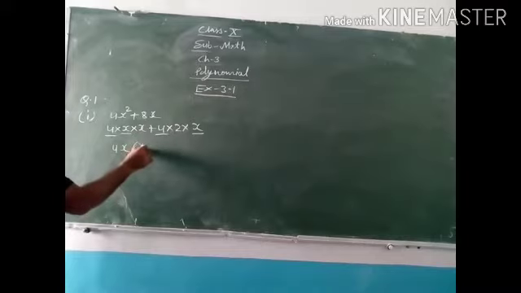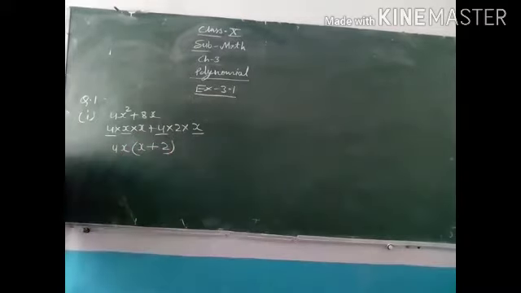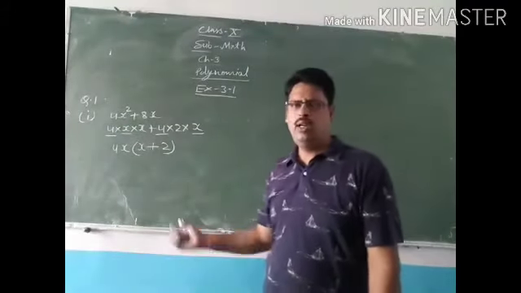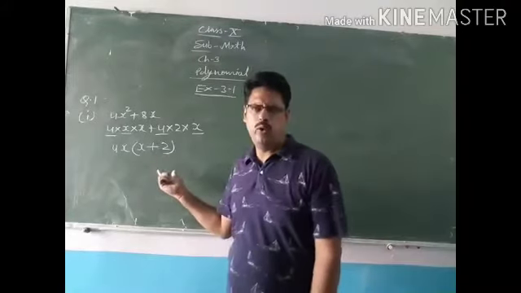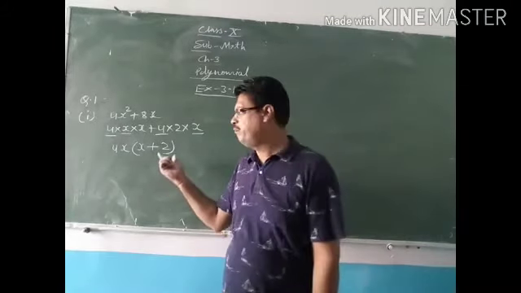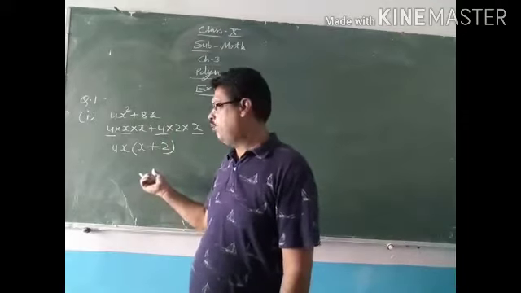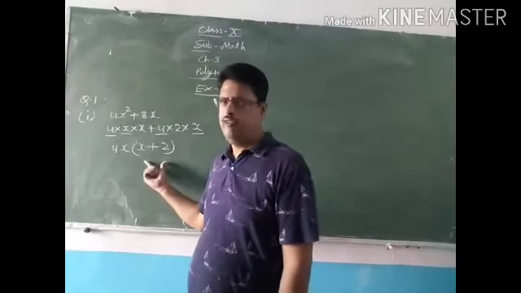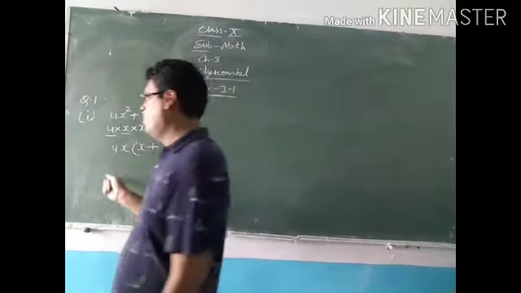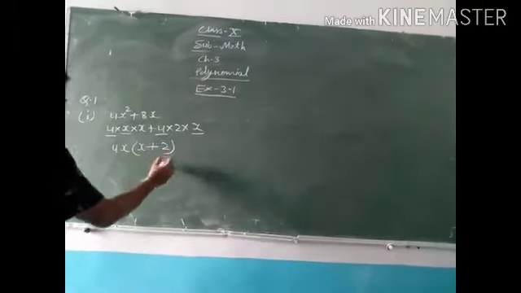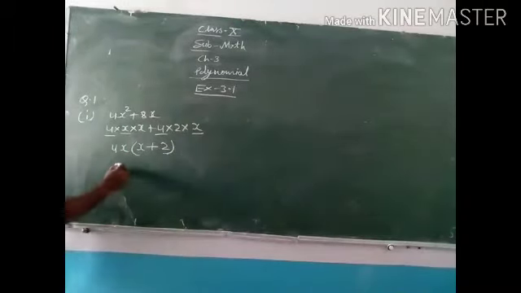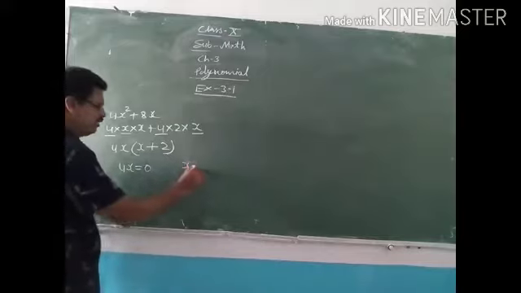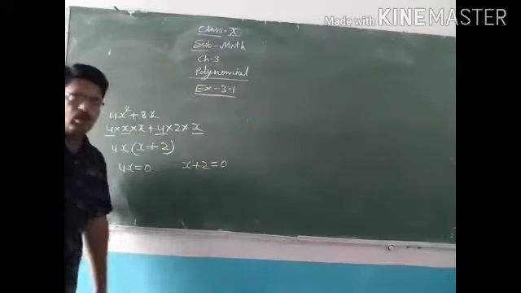So what is remaining inside? Inside is x plus 2. Okay, so this factorization we have done. No need to find the factors by splitting the middle term, because easily it is coming common from these both terms, and then after that both factors we have found. Okay, so 4x is one factor and x plus 2 is another factor. So first factor 4x is equal to 0, and second factor x plus 2 is equal to 0.